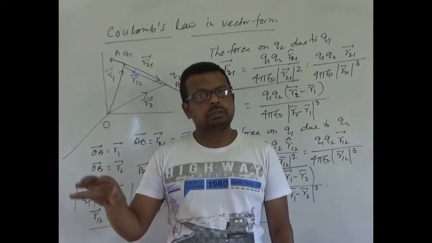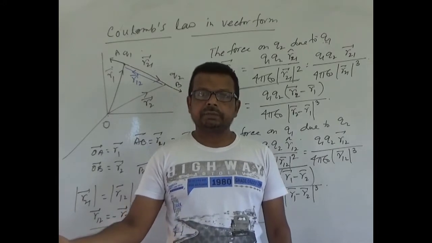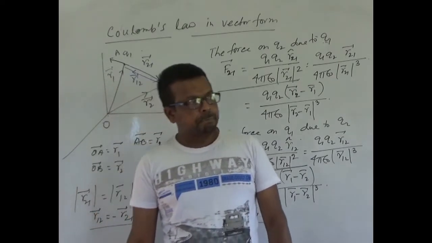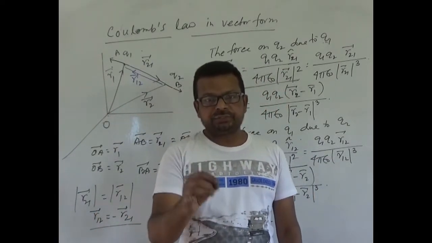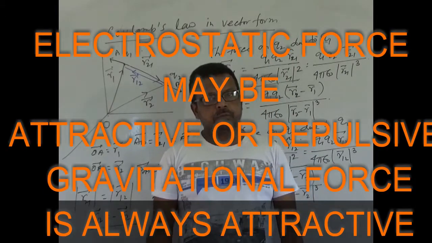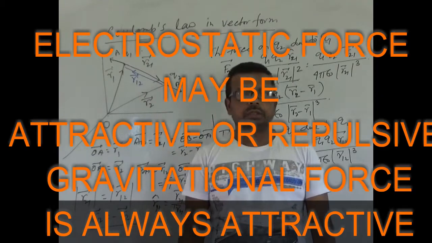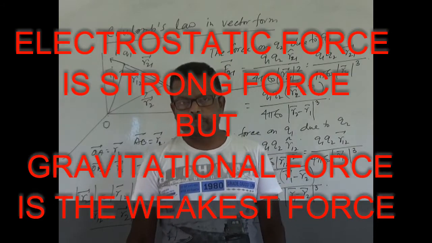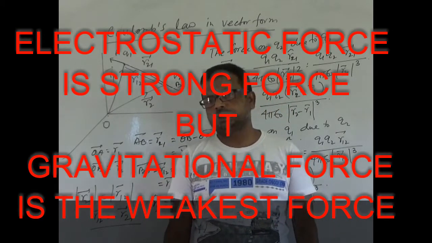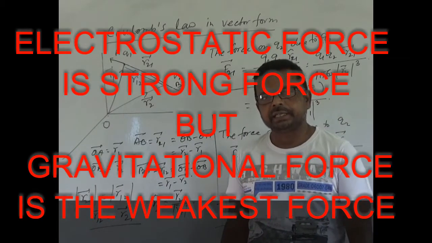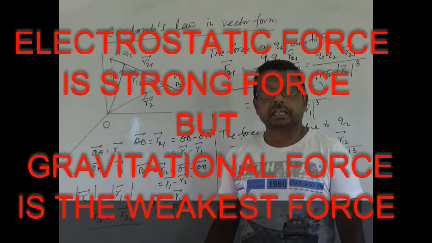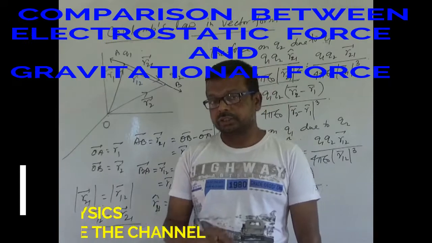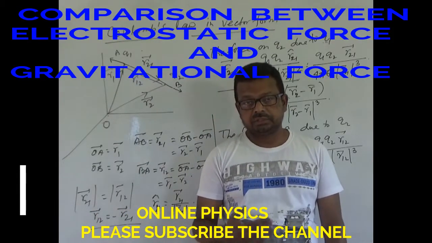If there is only mass, no charge, then there is only gravitational force, no electric force. This is one dissimilarity. And the third one is electrostatic force can be attractive or repulsive, but gravitational force is only attractive. Electrostatic force is very large compared to gravitational force, but gravitational force is weak. Rather, you can say it is the weakest fundamental force. Gravitational force is the weakest fundamental force, but electrostatic force is much larger than the gravitational force.